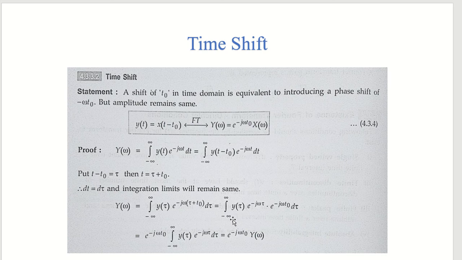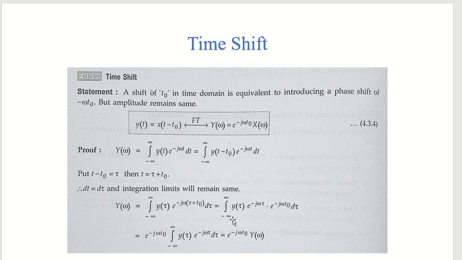And now if we take this e raised to minus j omega t0 outside of my integral, what we will be left with is the integral from minus infinity to infinity y of tau e raised to minus j omega tau d tau. And again see, this is the formula for the Fourier transform of my y of tau, which is y of omega. So we will get e raised to minus j omega t0 into y of omega. So here we proved the time shifting property as well.